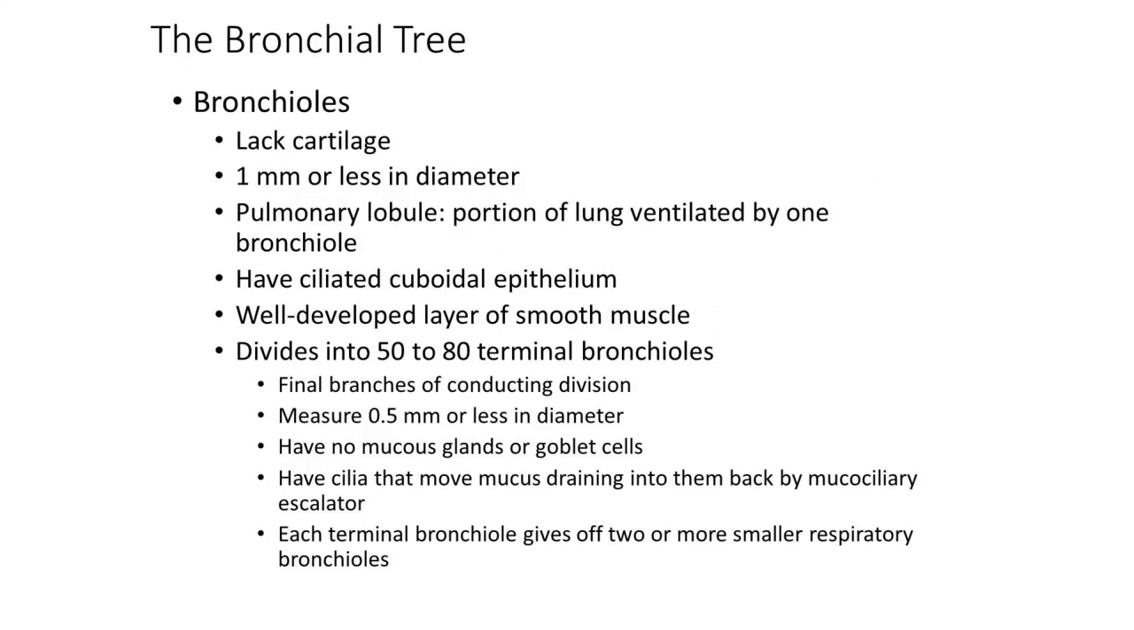Then you have bronchioles. These lack cartilage. They are 1 millimeter or less in diameter, so very small. There's what's called a pulmonary lobule. This is a portion of the lung ventilated by 1 bronchiole. They have ciliated cuboidal epithelium. They have well-developed smooth muscle. And they divide into 50 to 80 terminal bronchioles.